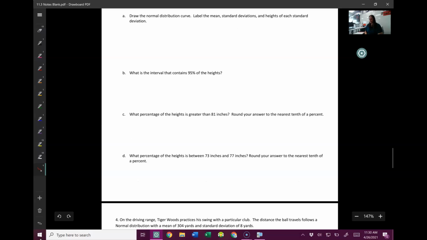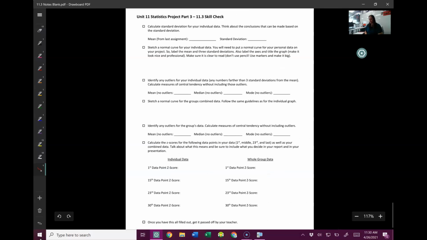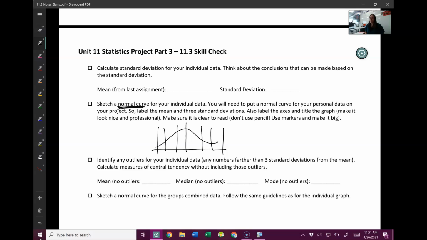So you have your assignment 1 through 4 that you need to do, and then you also have your group project skill check. And here's what you're going to do for this one. Number 1, you need to calculate the standard deviation for your data, because you're going to draw a normal curve for your data with the mean and the 3 lines. And keep in mind, that normal curve needs to be drawn really nice and organized, because you're going to put it on your poster, on your presentation.